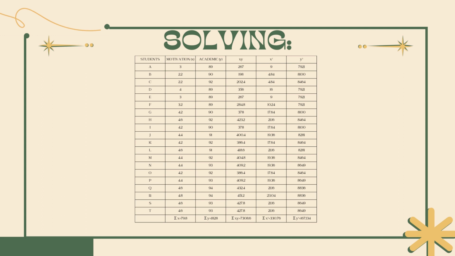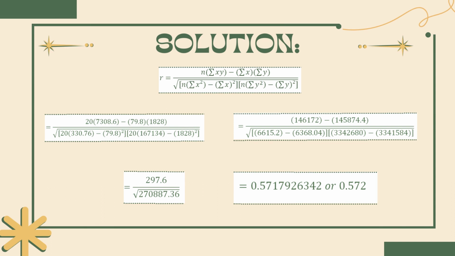In order to get the summation, we must first raise to the power of 2 the number of each row of the column X, which results in the summation of X squared equals 330.76. Next column will be Y squared. In order to get the summation, we must repeat the process in X squared, and now we will have the total of summation of Y squared equals 167,134. Next, let's substitute all the values to get the answer.